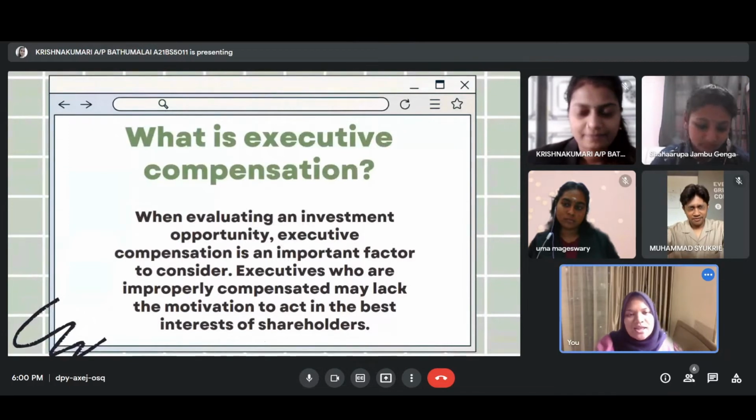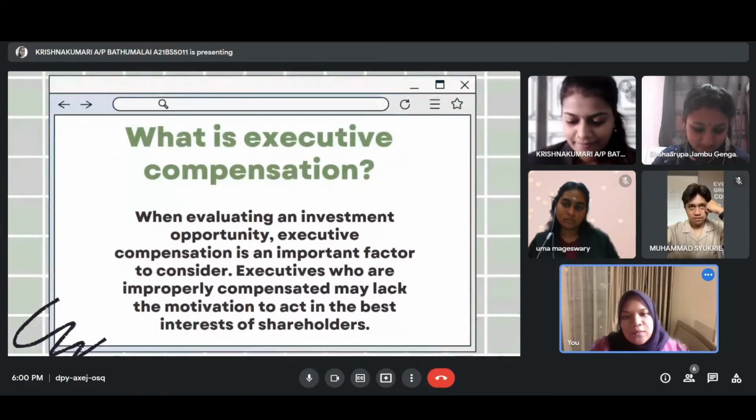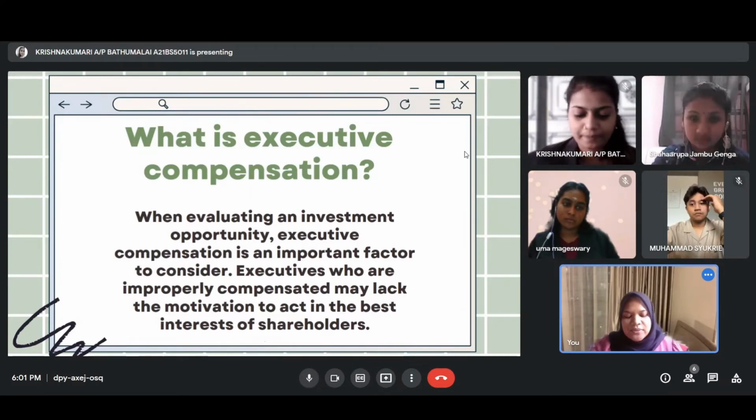So for the next part, I will tell you guys about issues and challenges related to creating an effective compensation scheme for senior executives. So first of all, what is executive compensation? When evaluating an investment opportunity, executive compensation is an important factor to be considered. Executives who are improperly compensated may lack the motivation to act in the best interest of shareholders. Next slide, please.